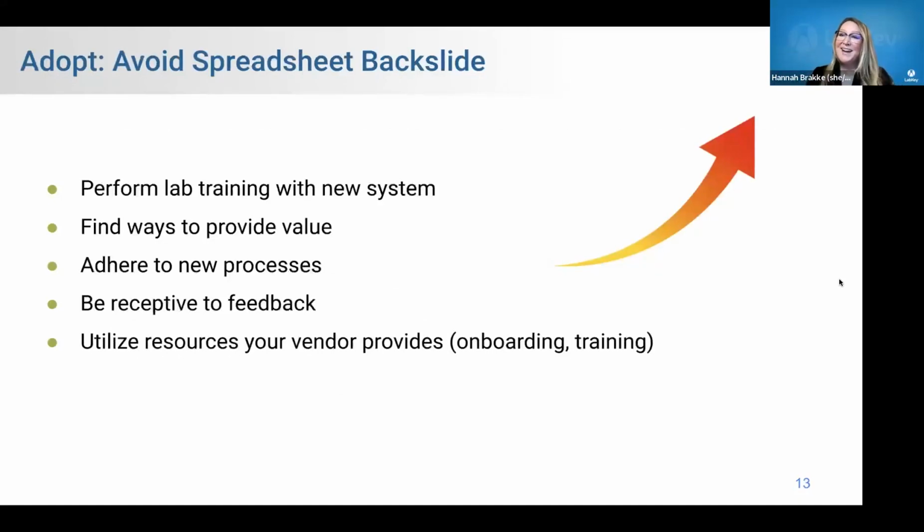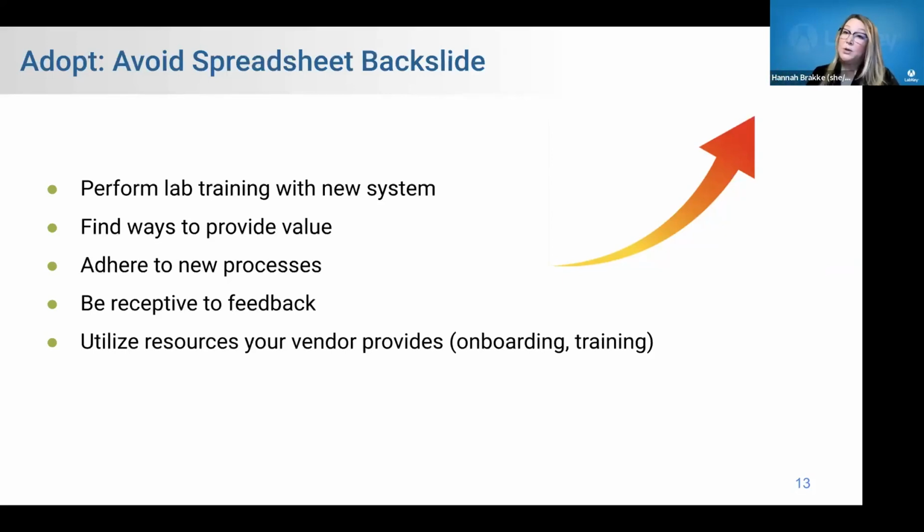And then, assuming you've done all of that prep work and made the decision and migrated your data in, the last thing, and this is really that ongoing piece of it, is avoiding the spreadsheet backslide. So making sure that your lab staff are trained with the new system, that they're comfortable with it, that maybe you've even appointed some super users or experts to really get to know the system to help answer questions, will make them feel empowered to use the system, as well as really gain that adoption within the lab.